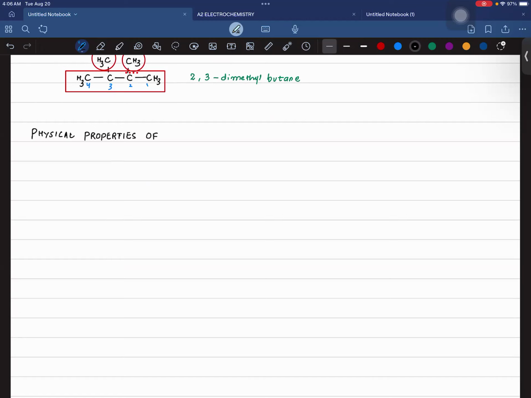Then physical properties of alkane. And also alkene basically. When we would be discussing alkene, I would be telling you the physical properties are the same. I'm supposed to write physical properties of hydrocarbons.